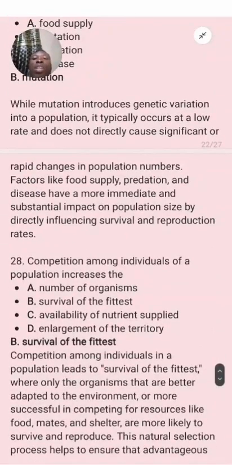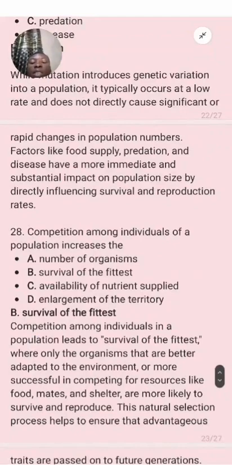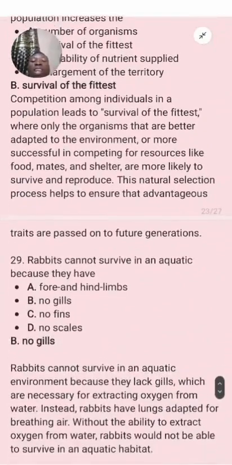28. Competition among individuals of a population increases the dash. That is survival of the fittest. You remember Charles Darwin's theory of evolution. It is the survival of the fittest. That is natural selection.